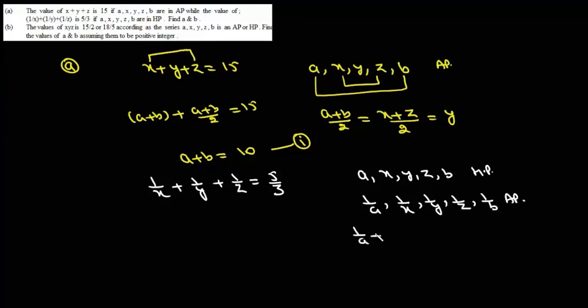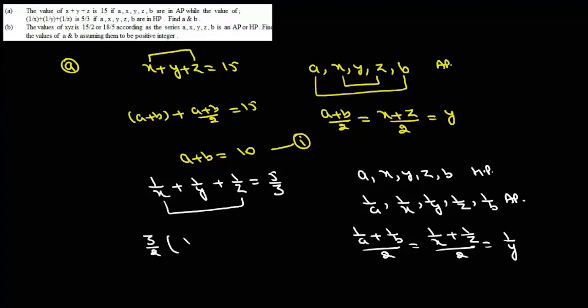So (1/a + 1/b)/2 must be equal to (1/x + 1/z)/2, and will be equal to 1/y. Now this is 1/a + 1/b, and this is (1/a + 1/b) whole divided by 2. So it will be 3/2 times (1/a + 1/b), and that will be equal to 5/3. Now we can write this as 3/2 times (a + b)/ab, and this is equal to 5/3.